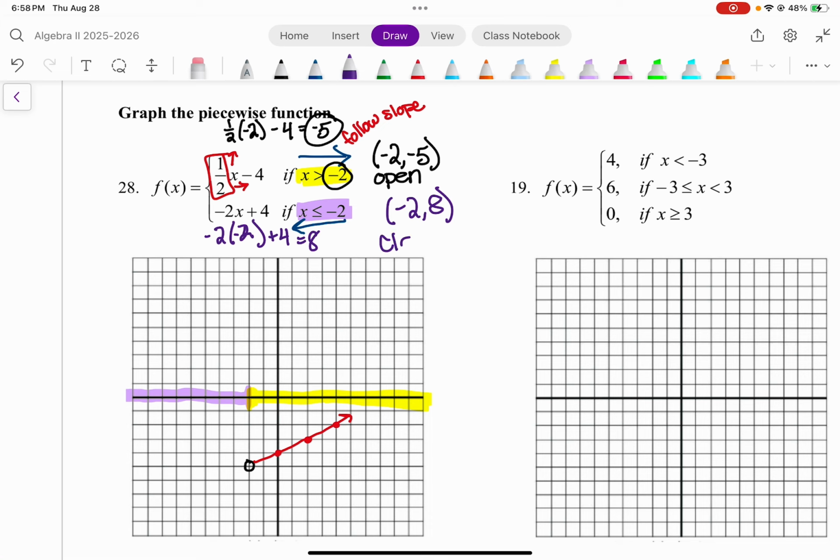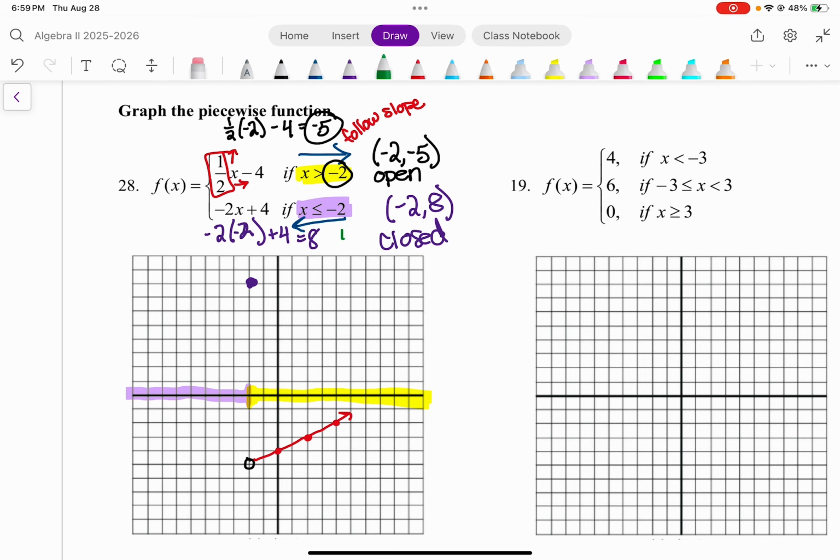This one is going to be a closed circle because it has the or equal to. So at -2, +8, we will have our point. For this equation, we are going to the left. And when we go to the left, we do the opposite of the slope. So typically with the slope of -2, that would be like -2/1, down 1 to the right 1.